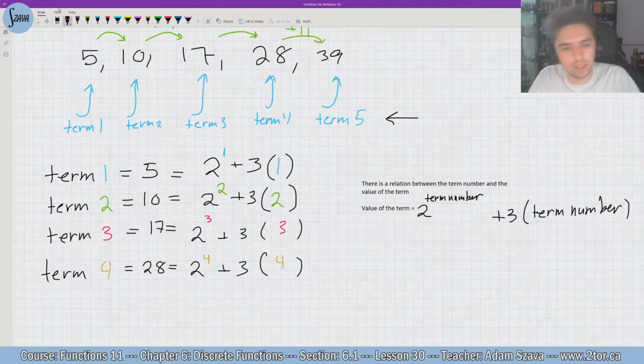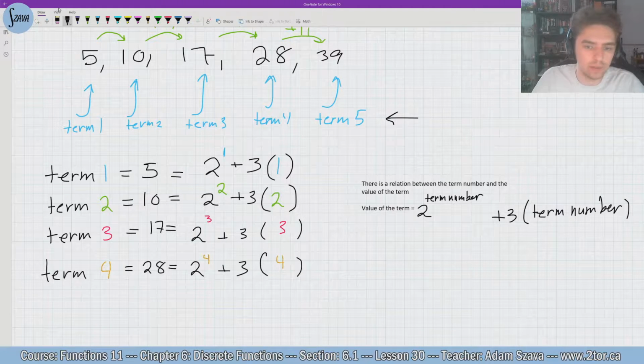Okay, and so we just verified that that's true here, right? For this one, 2 to the power of 1 plus 3 times 1 is the value of term 1, and the same for the rest of them, right?